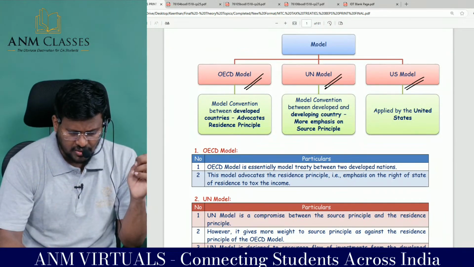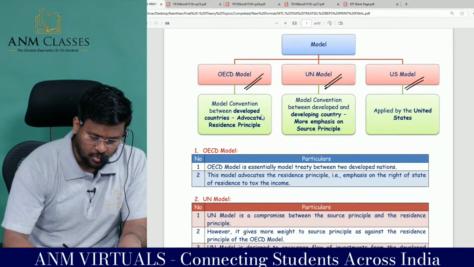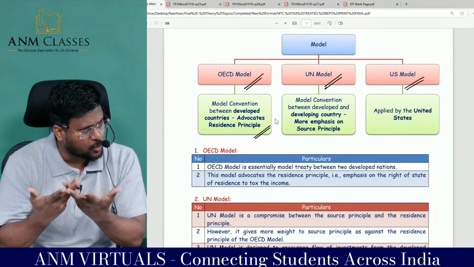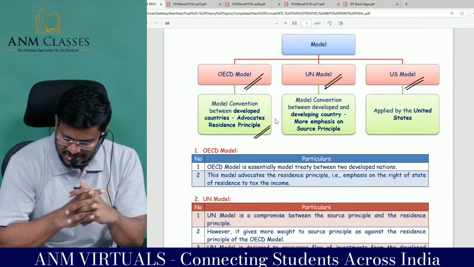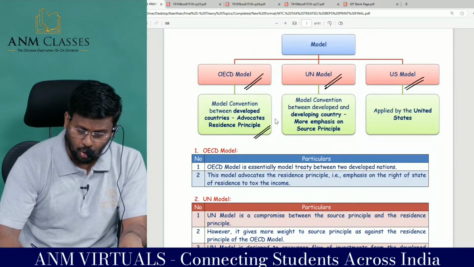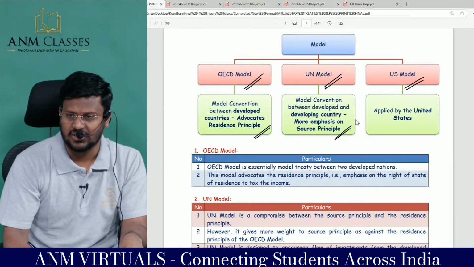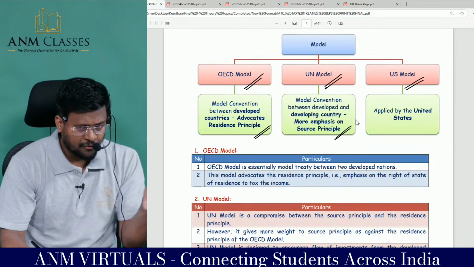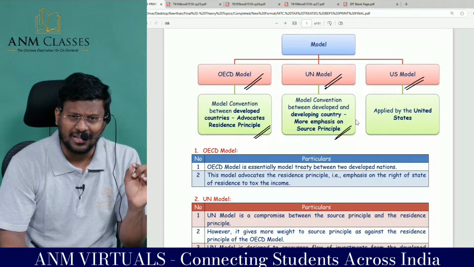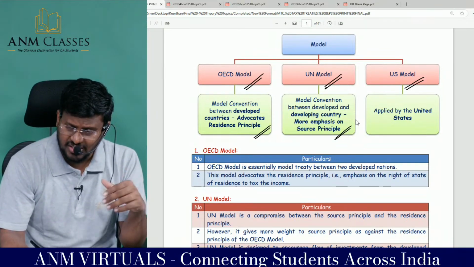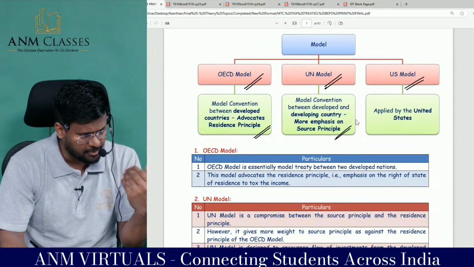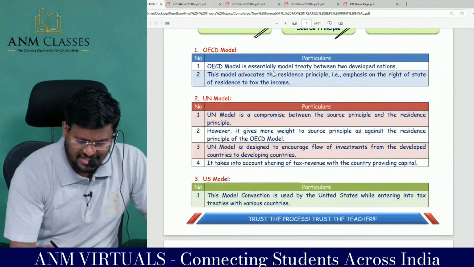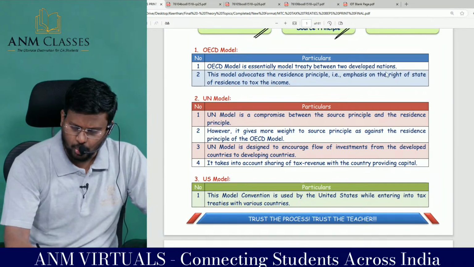And my dear lovable students, the OECD model advocates the resident principle. That means you are liable to pay tax to the country in which you are resident. Whereas the UN model puts more emphasis on the source principle. That is, the country in which the income arose, to that country you are liable to pay the tax. So the OECD model emphasizes the resident principle, whereas the UN model emphasizes the source principle.